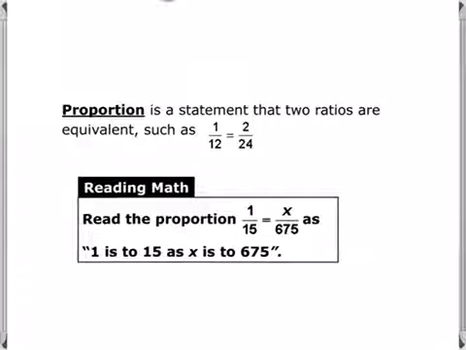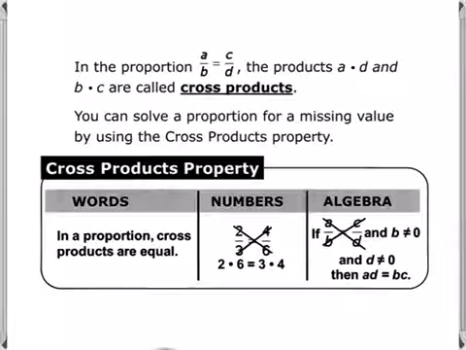A proportion is a statement that two ratios are equivalent, such as 1 over 12 equals 2 over 12. In the proportion A over B equals C over D, the products A times D and B times C are called cross products. You can solve a proportion for a missing value by using the cross products property, something most of us know as cross multiply and divide.